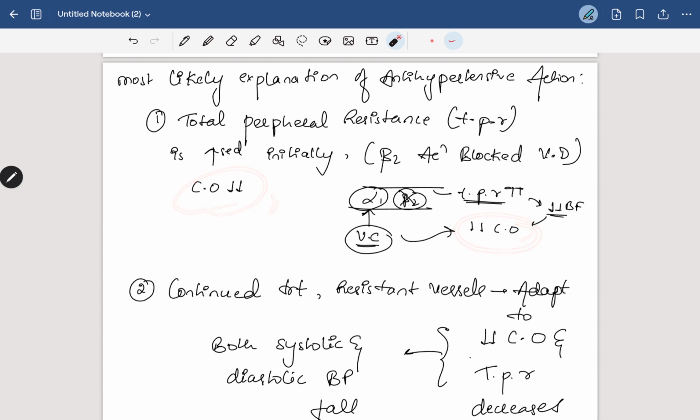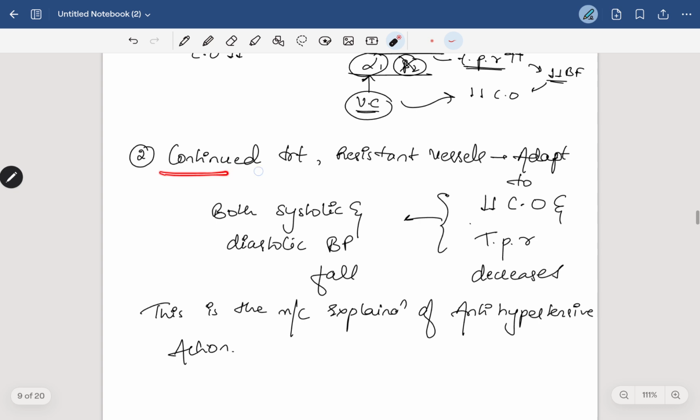Okay, and there's decrease in cardiac output. See, resistance is increased, that means usually the blood flow will be slow, because of which there's decrease in blood flow, and cardiac output is also decreased. You can remember it this way. And alpha 1 also helps in vasoconstriction, so cardiac output is again decreased. And the next thing is, with continued treatment, the resistant vessels will adapt to decrease in cardiac output, and therefore the total peripheral resistance will decrease. So now both systolic as well as diastolic BP will fall. This is the most common explanation of antihypertensive action.